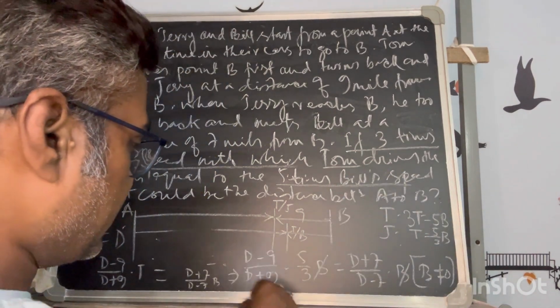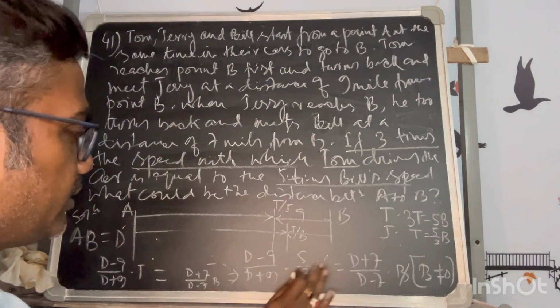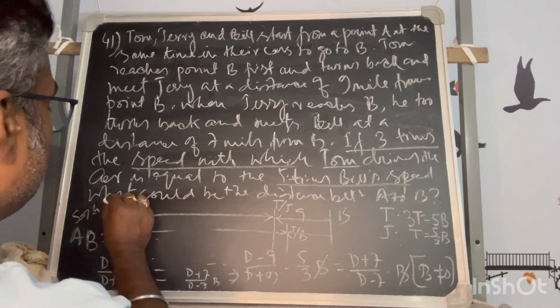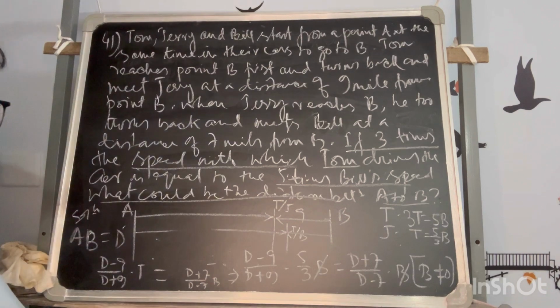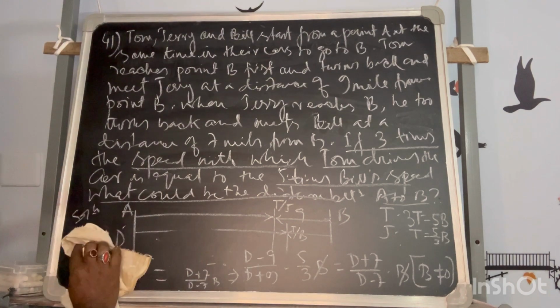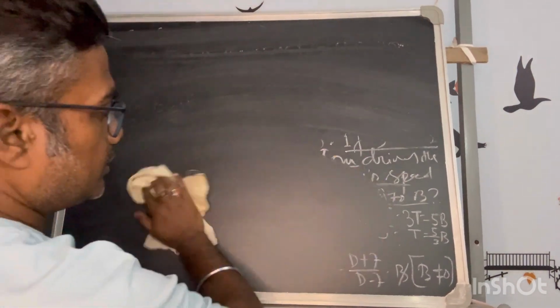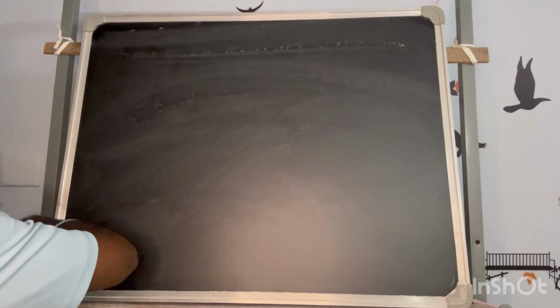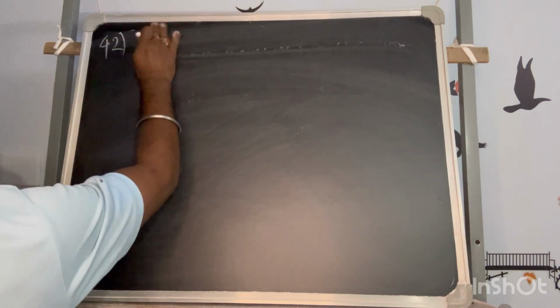Now see, the whole equation is in terms of D, so there is only one variable left. D can easily be calculated from here, and that is your answer: the distance between A and B. So you can solve it for yourself; I am not going to solve it. Okay, now I will move to the next problem, that is number 42.